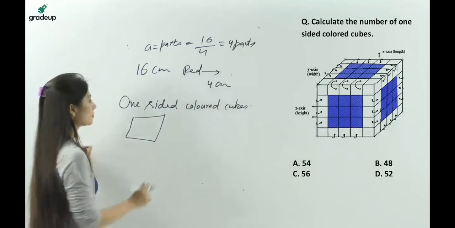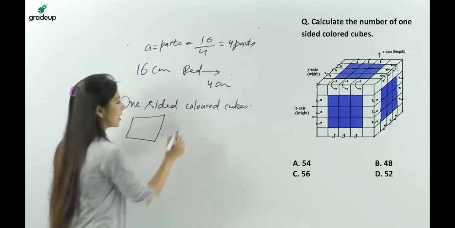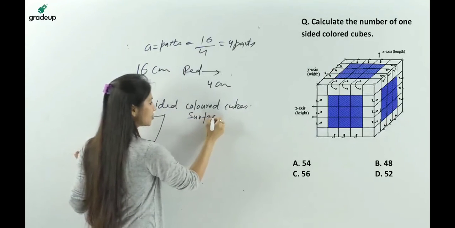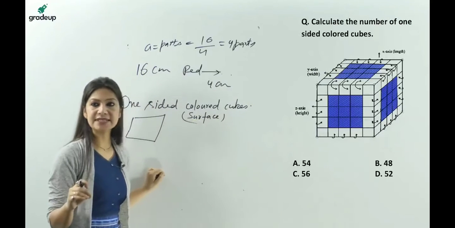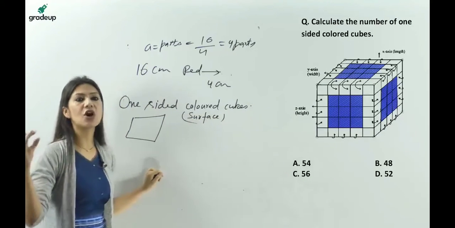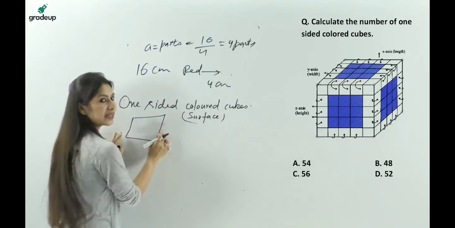So for one-sided colored cubes, I know that I can check for one-sided colored cubes on the surfaces. I know that I am having a total of 6 surfaces, but I will not check all the 6 surfaces. I will check only one surface.